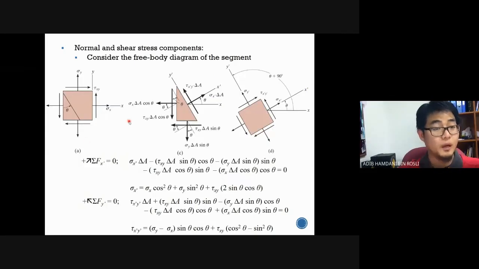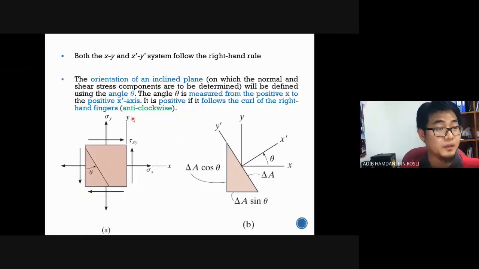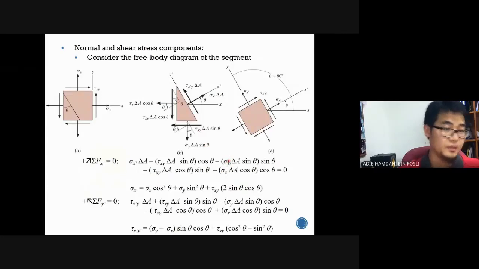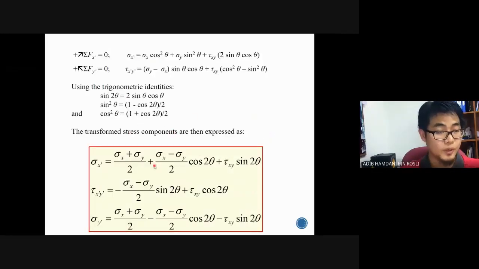Right, so this is how we derive this stuff, the general equations of plane stress transformation. You cut it here, and then you draw the forces. All these are forces, and from these forces you do the summation of forces in the x prime direction, where x prime is at the theta angle, equals 0, and the summation of Fy prime equals 0.